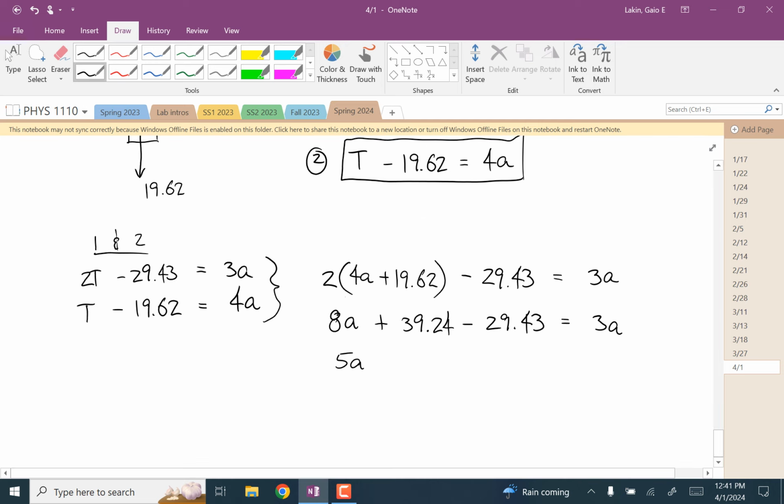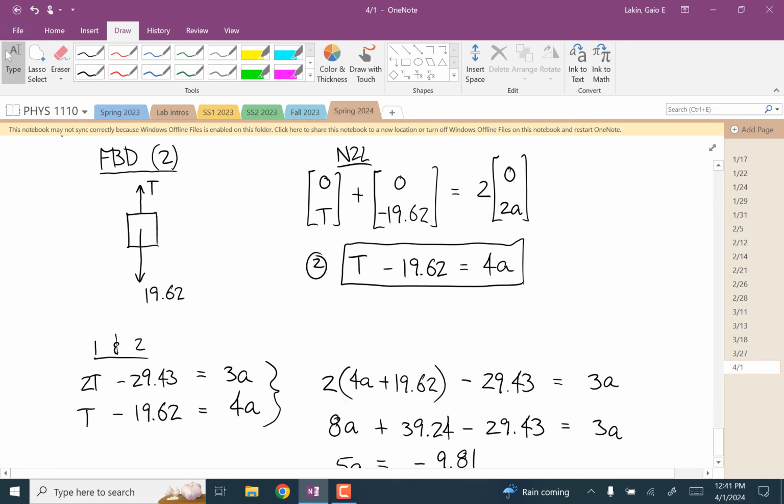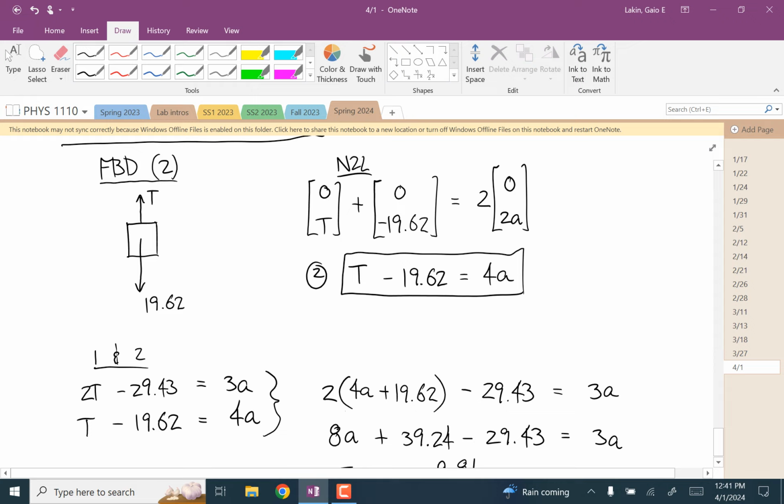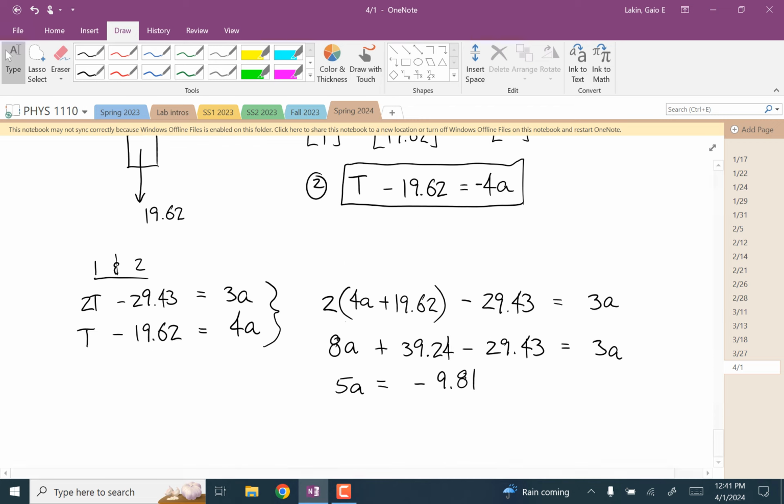And so 5a is equal to, this is negative 9.81. What went wrong here? Would it be negative 2a? Oh, yes. Thank you. Exactly. Negative 2a. So this is negative 4a. Negative 4a. So this is negative. This is negative.